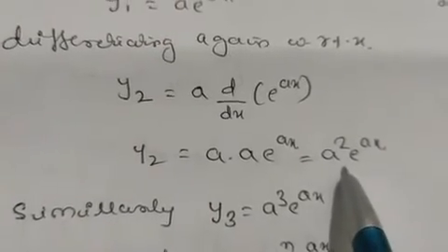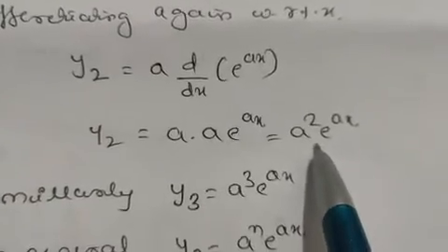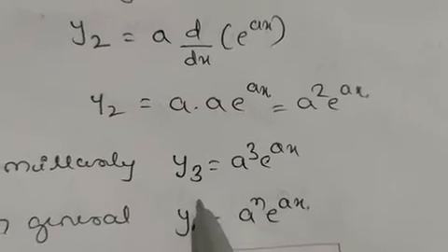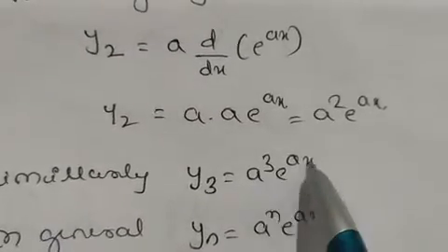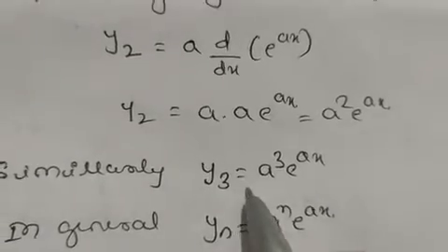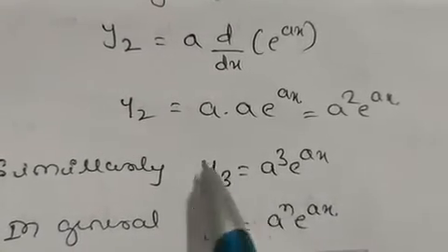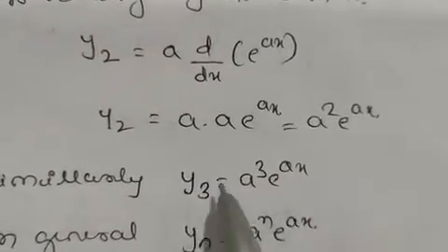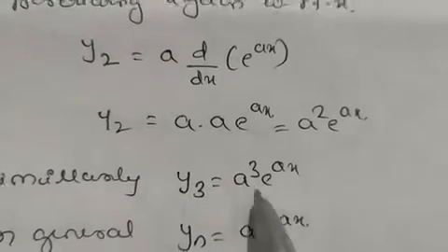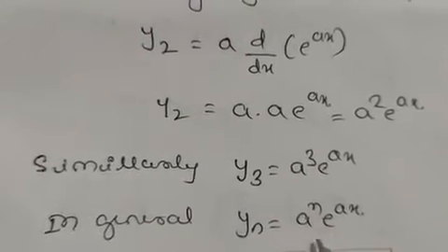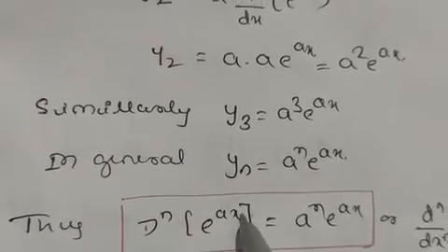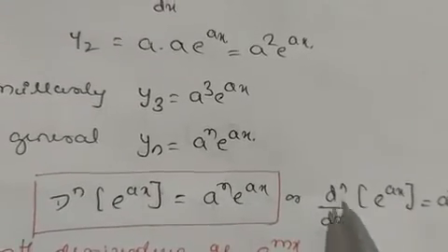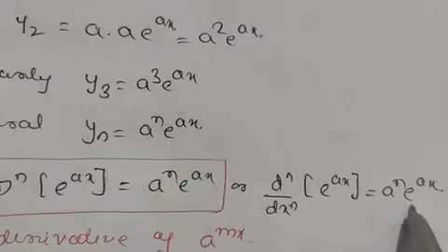Similarly, observing this result, we can generalize. So y3 is a cube e raised to ax. The fourth order derivative is a raised to 4 e raised to ax, etc. In general, from the previous results, if y2 is a square e raised to ax and y3 is a cube e raised to ax, we can generalize this one. So yn is a raised to n into e raised to ax. So the nth order derivative of e raised to ax is a raised to n into e raised to ax.